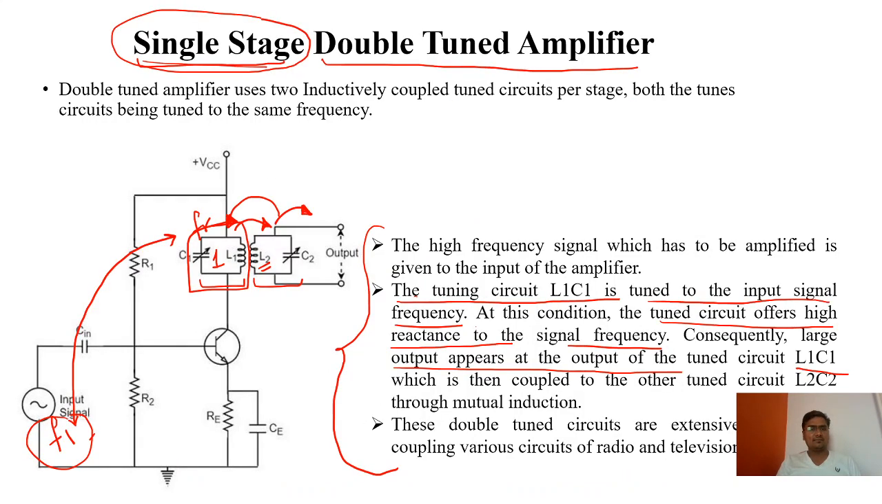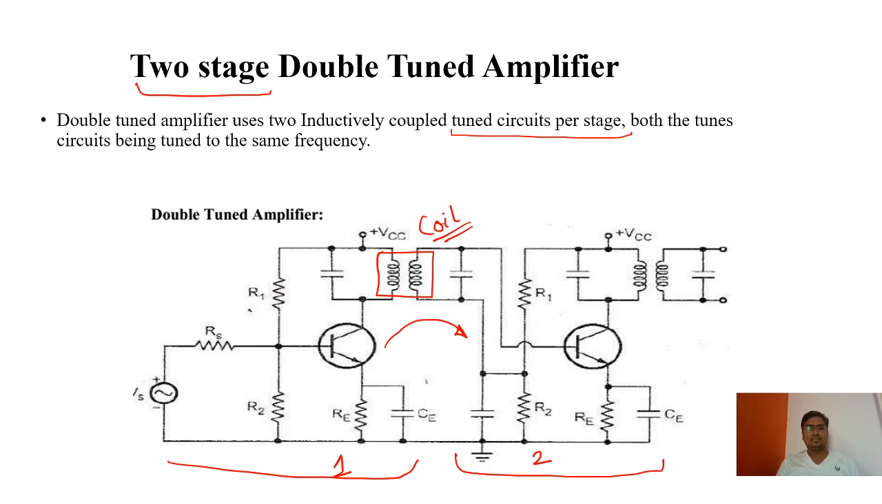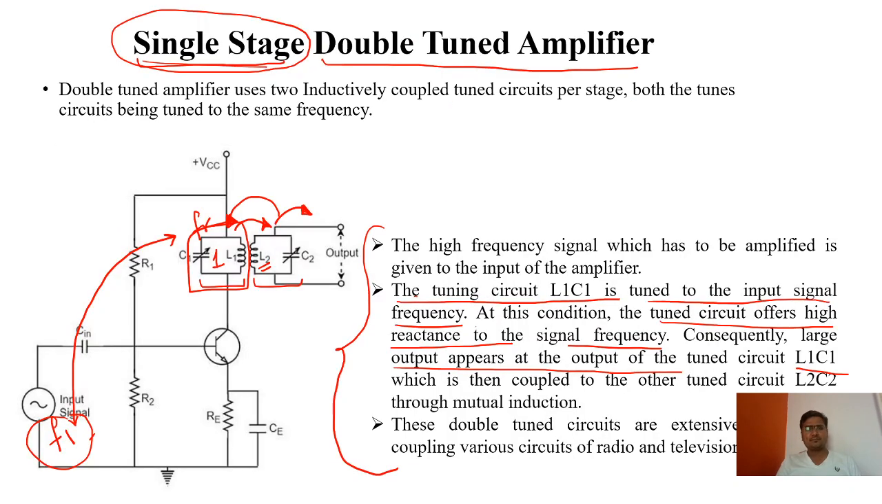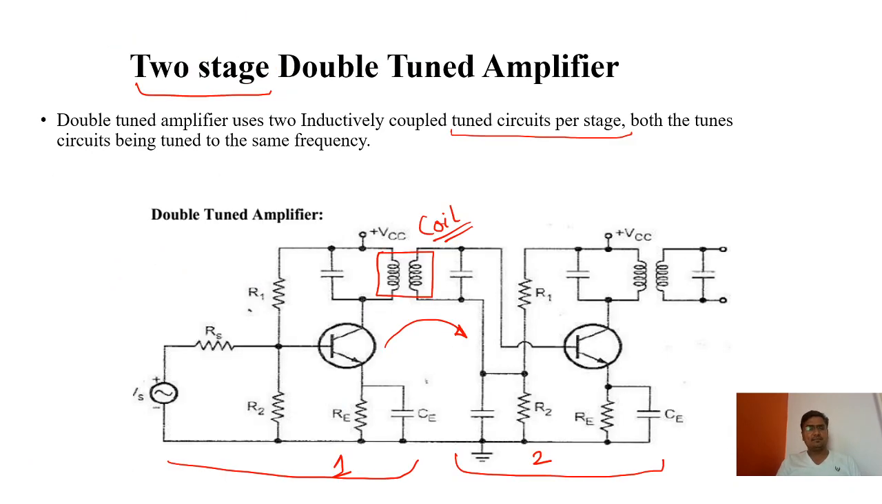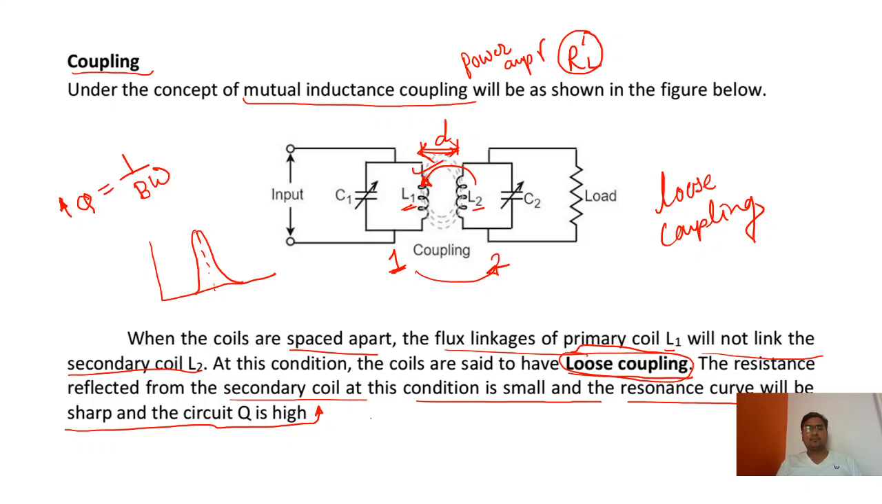We also had a circuit for the single stage double tuned amplifier. Whether you use the double stage or single stage, the benefit we get from a double tuned amplifier is large bandwidth. Large as compared to the single tuned amplifier. And how have we achieved that large bandwidth? Just by having a tight coupling or a loose coupling.